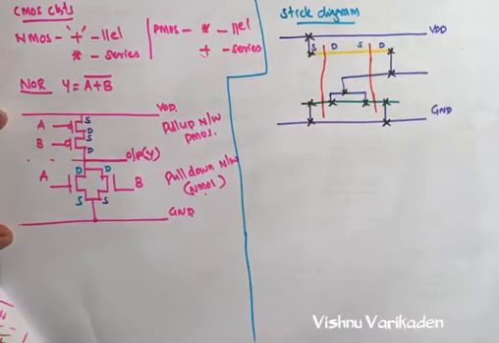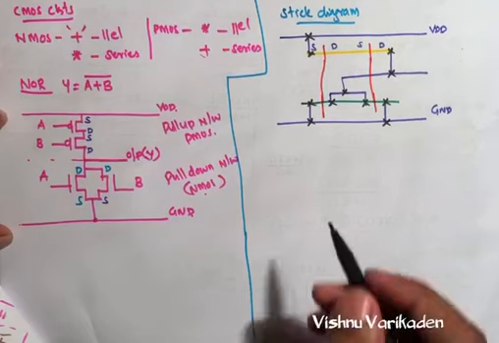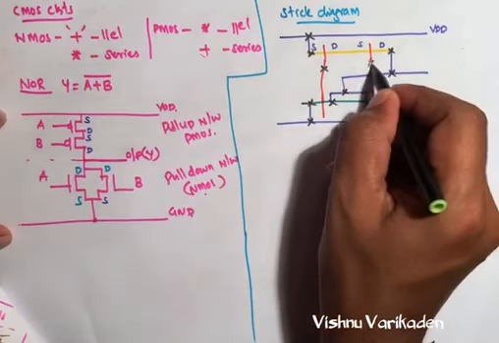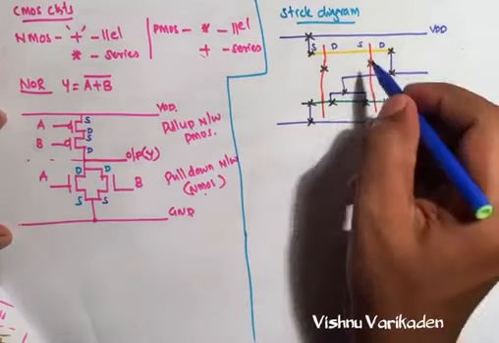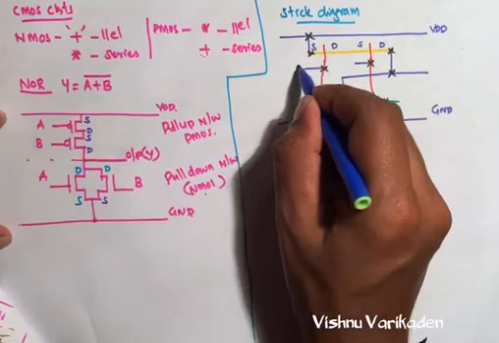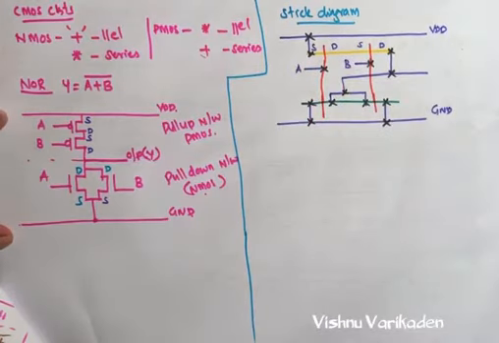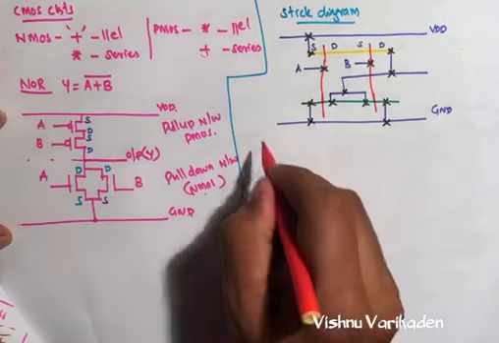This is our contact part. Also we can make another contact like this. This is A and this is B. So this is the stick diagram of the NOR gate. So now we can make the layout.